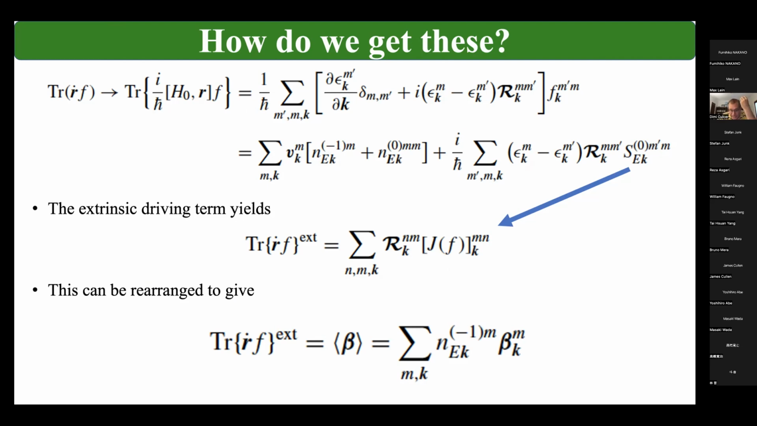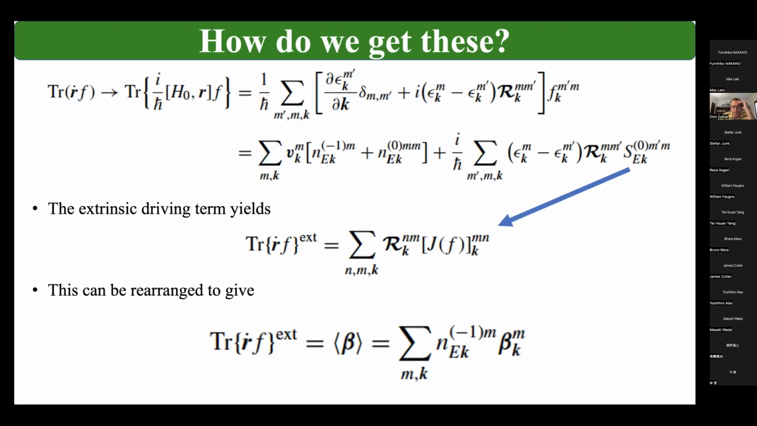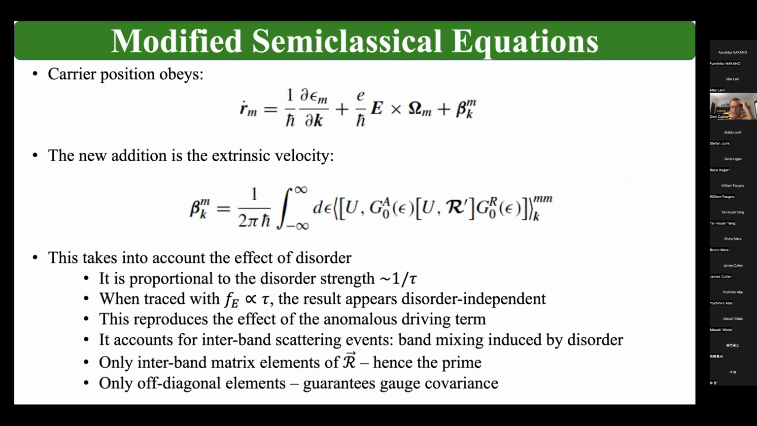I can write it as the product of two band diagonal quantities. One of them is simply the correction to the Boltzmann distribution, and the other one is something else, and that something else is what we called beta. The beta is defined here. So we were able to do this because ultimately, there are two important things here.